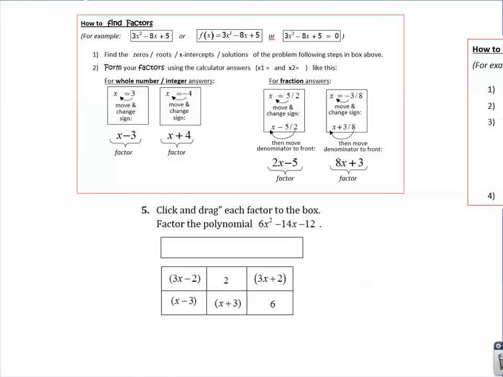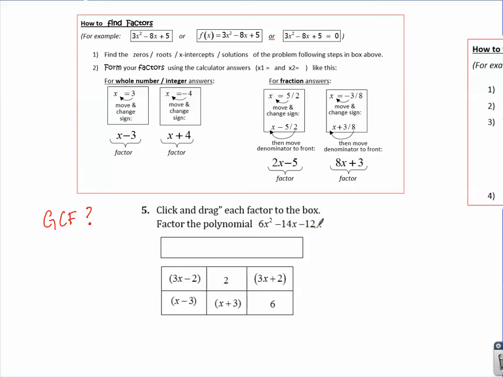Taking a look at our next one, this is a TEI type of question, or a drag and drop. So we want to click and drag each factor to the box. So it says factor the polynomial 6x squared minus 14x minus 12. So I take a look. Do I have a GCF? Is there any number or variable I can take out of all of these?